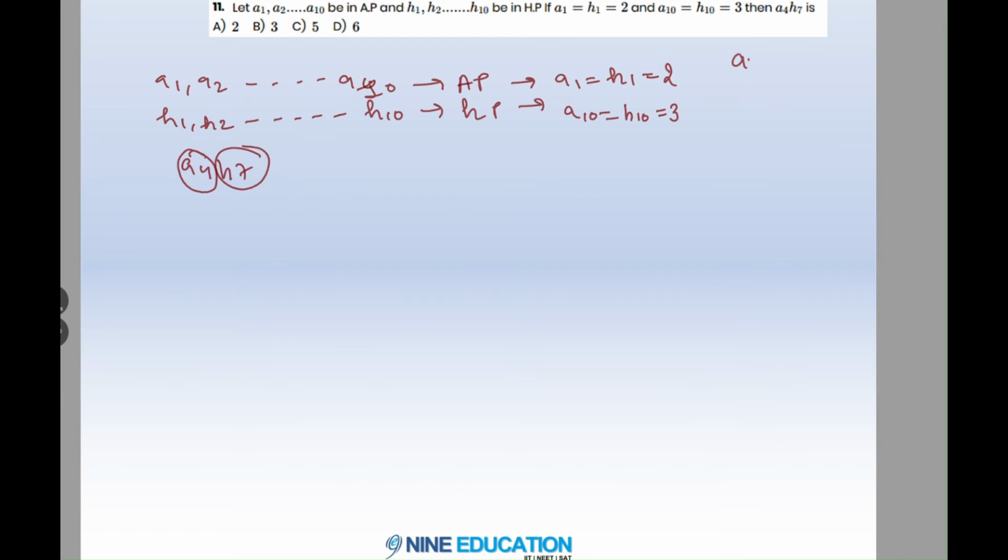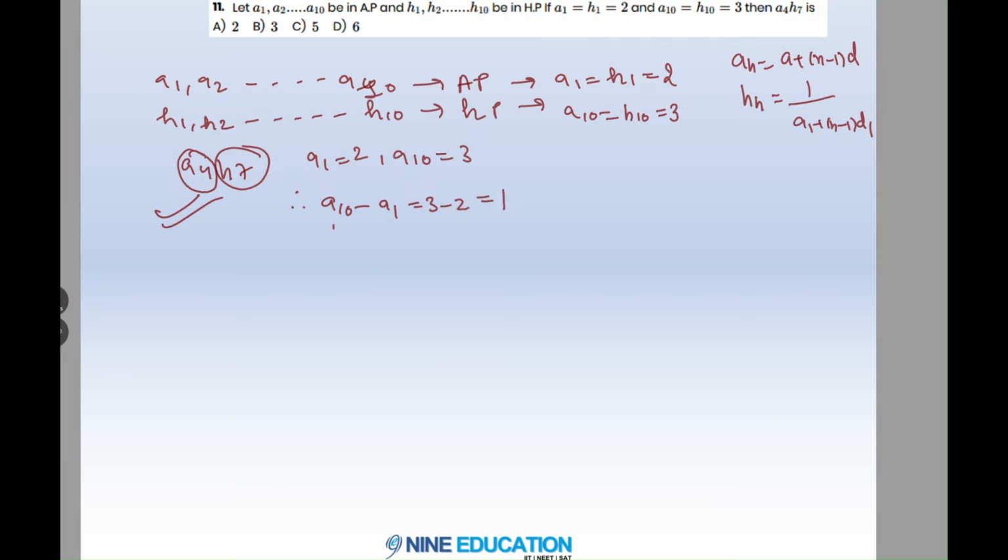Now AN is equal to A plus N minus 1 into D and HN is equal to 1 upon A1 plus N minus 1 into D1. This is it. So let's find A4 first. We are given A1 2 and A10 3. So A10 minus A1 is 3 minus 2 which is 1 and A10 minus A1 is nothing but 9D. 9D is equal to 1 implies D is equal to 1 by 9.